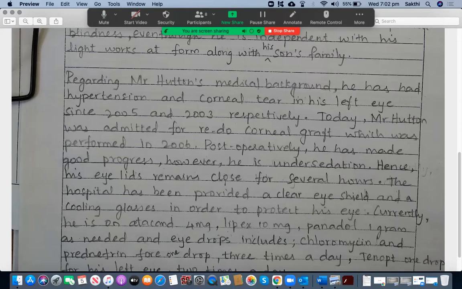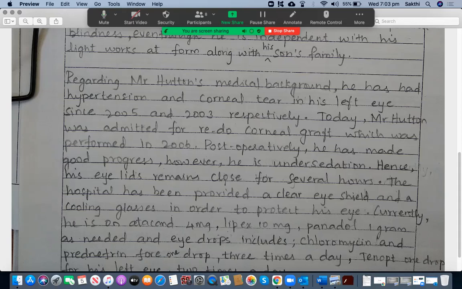Do you understand? Is that what you want to write down? And then he came again for the second corneal graft. Am I right? Yes, I think so. So this is wrong. I mean, it was not clearly conveyed. The problem here is that today he was admitted for redo, which was performed in 2006. You are making a mess by combining both the past tense and the present tense together in one sentence itself. It is pretty complicated for the reader to understand what you are conveying.